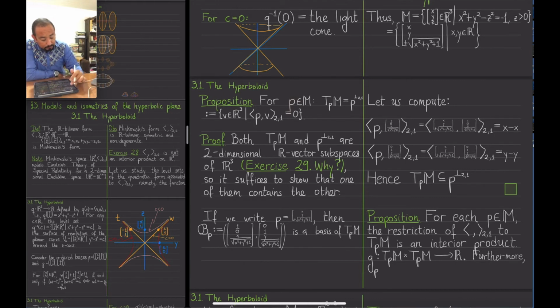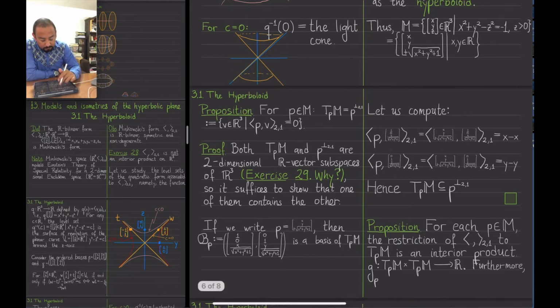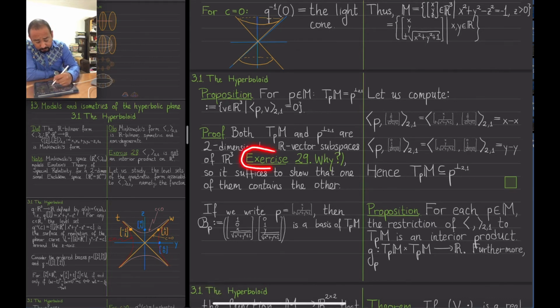P is not 0. Right here you can see, if something belongs to the hyperboloid, P cannot be 0, because this has to give you -1. And so, being non-zero, this function is not the constant 0, so its kernel must have dimension 1 or 2. But it has to be 2, just by some basic dimension counting. Okay, so in other words, I solved exercise 29 for you.